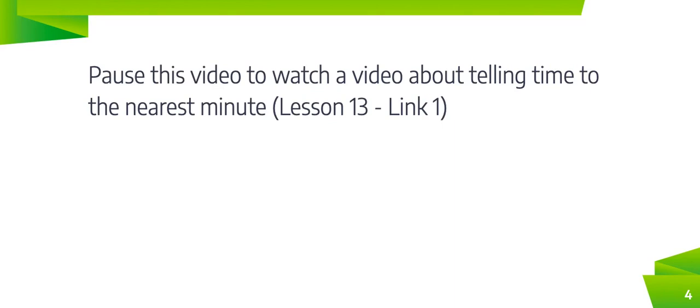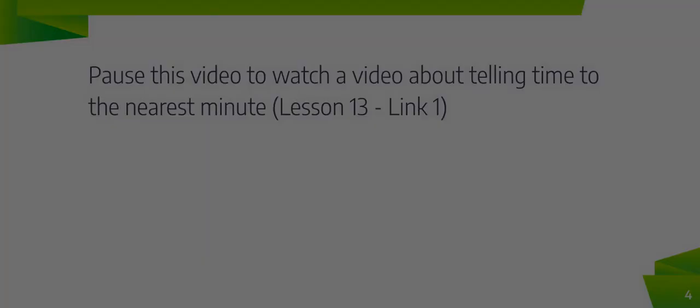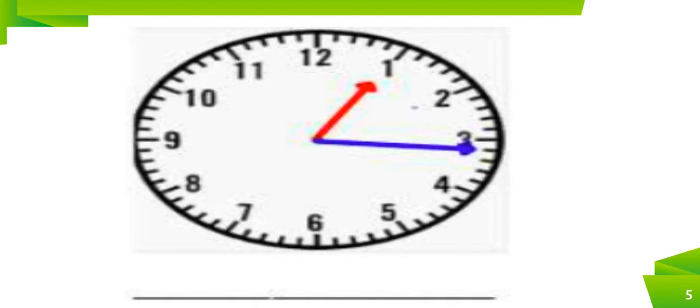All right, so you should have watched link number 1 for Lesson 13, okay? And we're going to take a look at some nearest minute stuff. So I want you to take a look at this clock, all right? Some things are different than the clocks we've looked at before. I see a red hand and I see a blue hand. Those are some different things than the clocks we've looked at before. I still see an hour hand. How can you know that it's an hour hand? Remember the size. The hour hand is small. The minute hand's your long hand. Even though they're different colors, that's still okay.